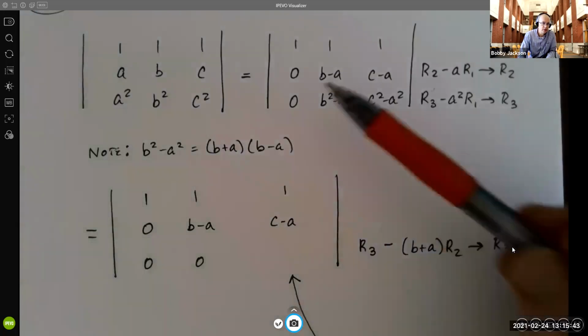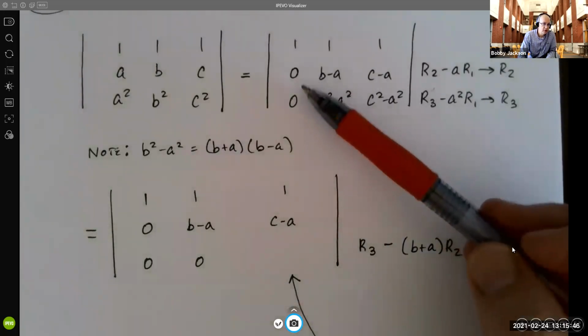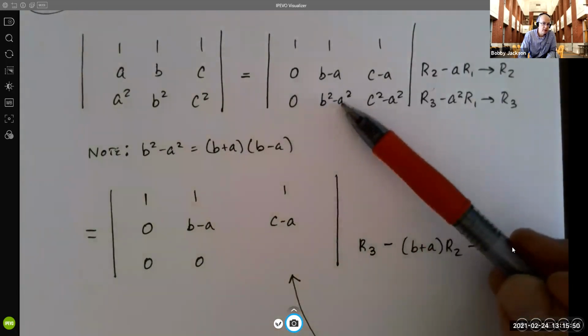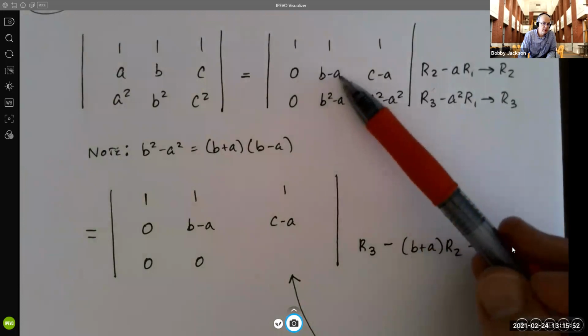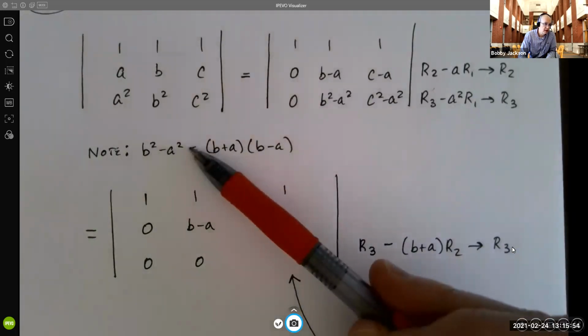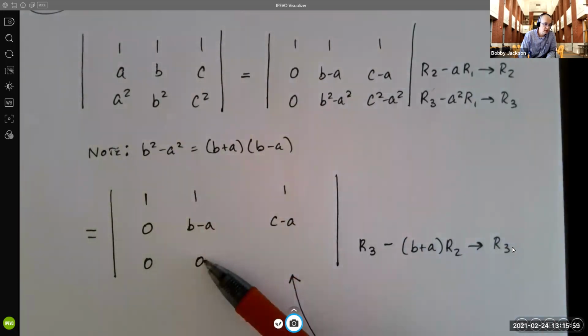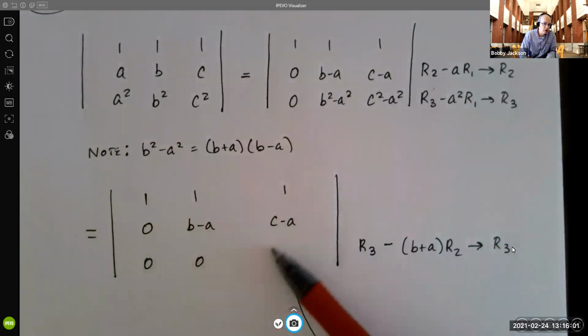Okay, so first of all, you got a 0 here, so 0 minus 0 is still 0. Here I got B squared minus A squared minus what? B plus A times B minus A, again, is going to be what? B squared minus A squared. So B squared minus A squared minus B squared minus A squared is 0. That zeroes that out. The question is, what goes here?